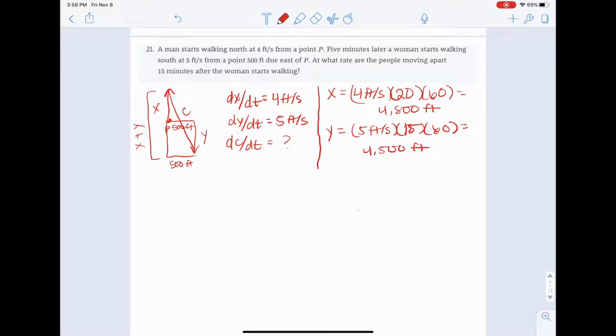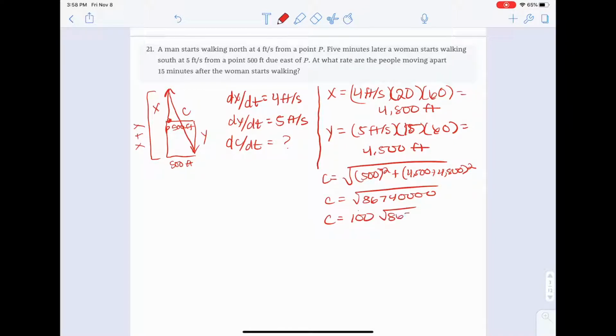Okay, now we can find c using the Pythagorean theorem. So c is going to be equal to the square root of 500 squared plus 4,500 squared. So c is going to be equal to the square root of some large number, which we can go ahead and take out the square root of 10,000, which is 100. And so that is going to be our value for c.